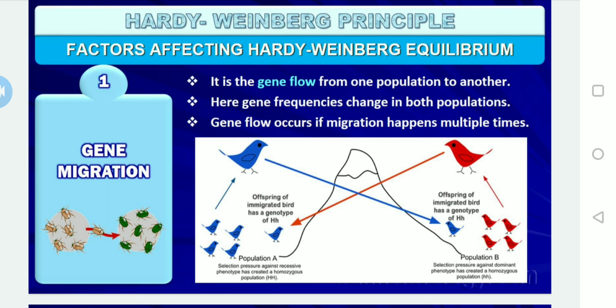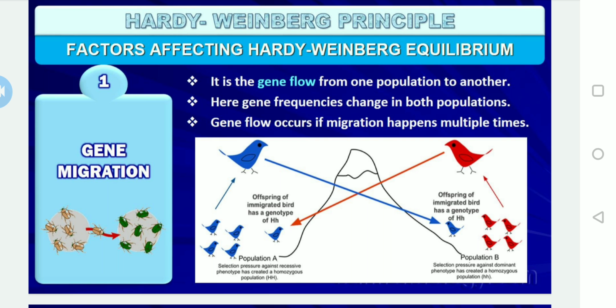So let me explain how this gene flow affects the Hardy-Weinberg principle. First of all, it is a gene flow from one population to another. Here gene frequencies change in both the populations. Gene flow occurs if migration happens multiple times. Here they have given an example.